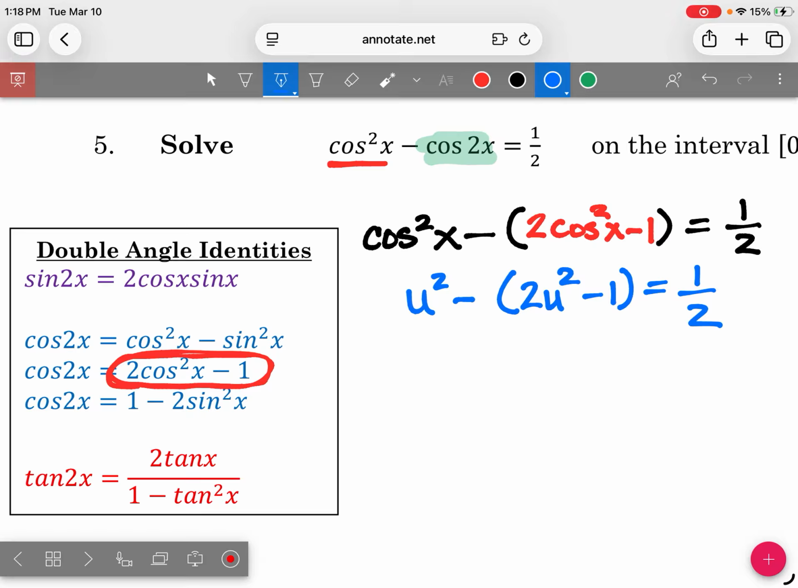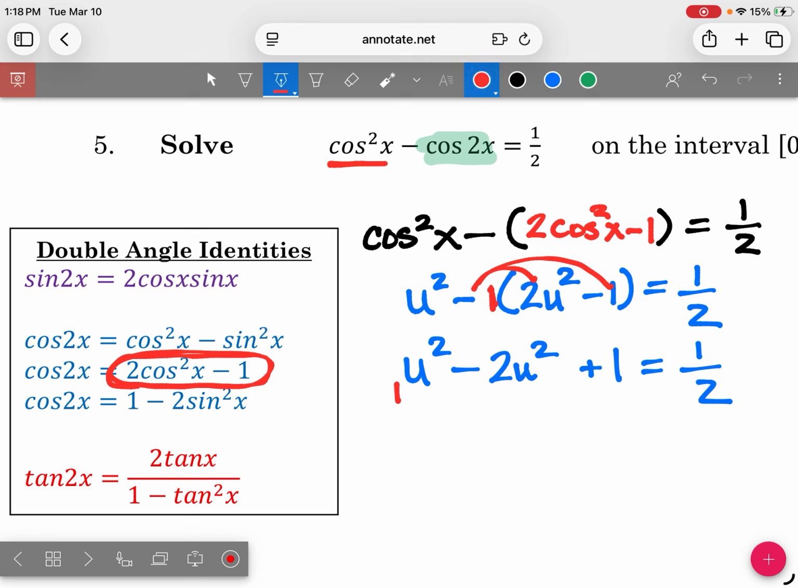Distribute. You're going to multiply that -1 because there's an invisible 1 right here. So when you distribute, you have u squared minus 2u squared. And then what would that -1 change to? A +1. All right, the next step would be to combine your like terms, which is 1 minus 2. 1 minus 2 is -1.